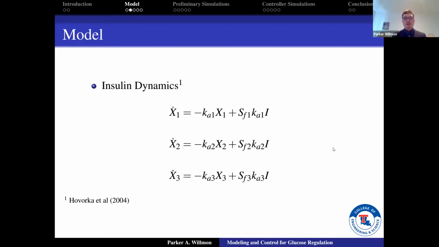The next set of 3 equations is the insulin dynamics. This is how the insulin reacts with the body itself.